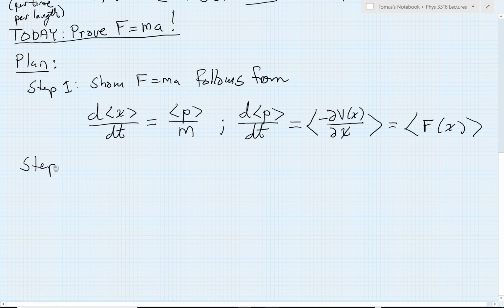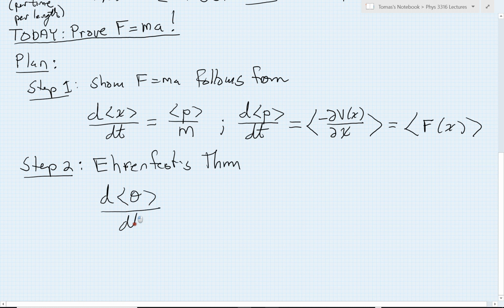Then in step number two, you can see that we are going to need results for how time derivatives of quantum averages behave. So there's a key theorem that describes that. It's called Ehrenfest's theorem. Ehrenfest's theorem states that the time derivative of the average of any observable in quantum mechanics equals the following curious expression. It equals the average of a certain operator. And that operator is 1 over i h bar times the commutator between the operator that allows us to compute averages of that observable and the operator that gives us the Hamiltonian of our system.